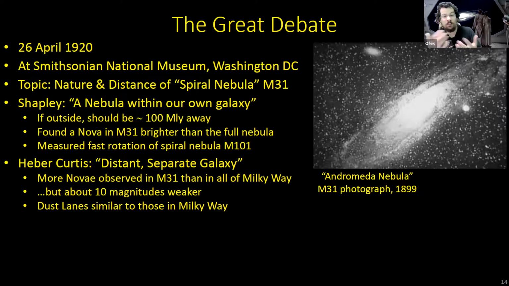It makes more sense if this object is in fact a separate galaxy, and then we're just seeing the average number of novae per galaxy, but farther away, and so weaker. The third argument was that these dust lanes in the Andromeda Nebula look very similar to the ones in our own Milky Way galaxy. So we have an object here that maybe should be understood as a separate galaxy like our own.